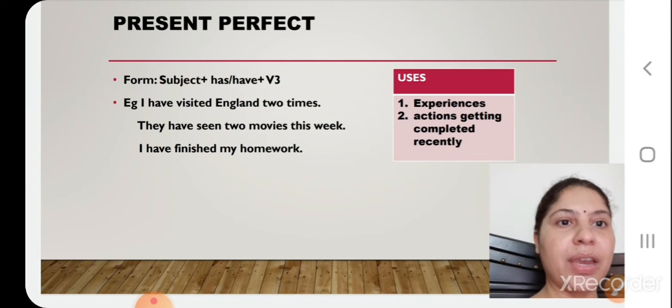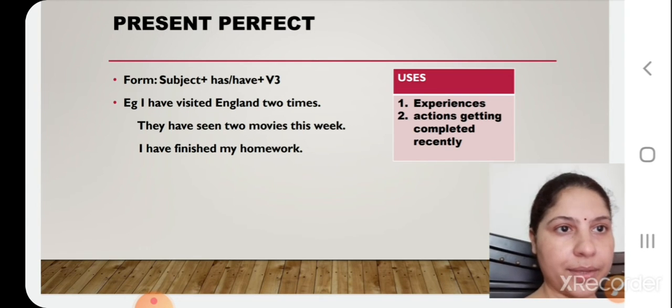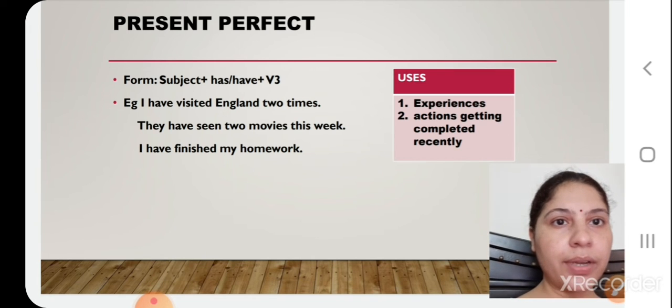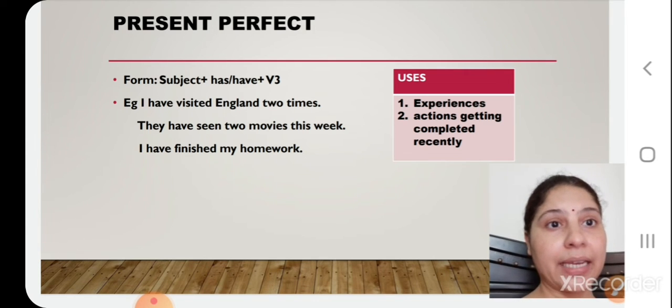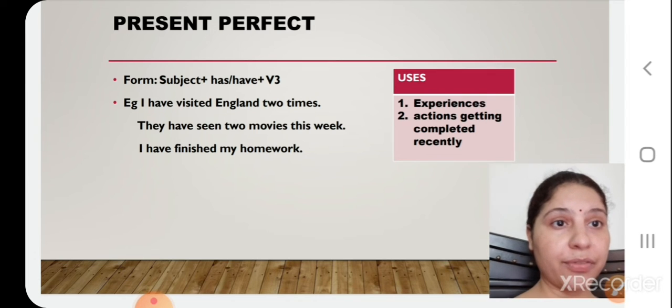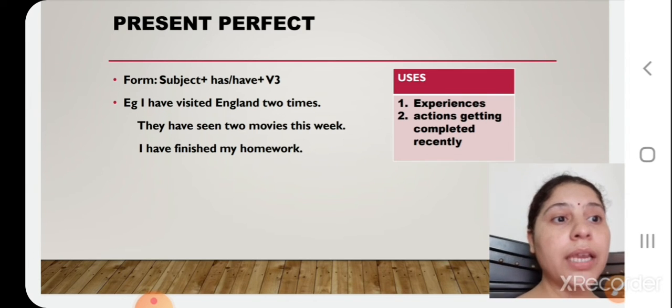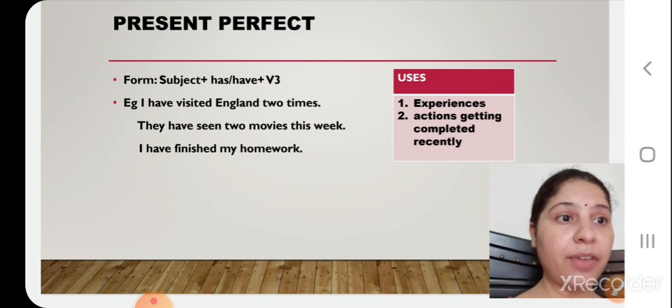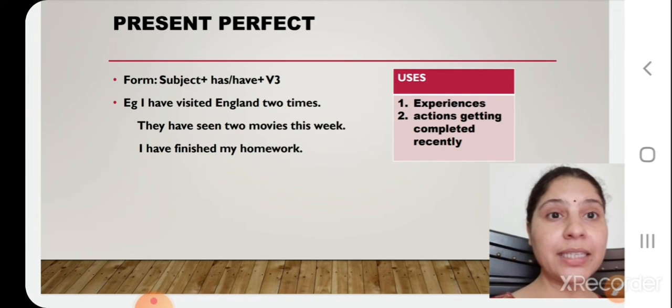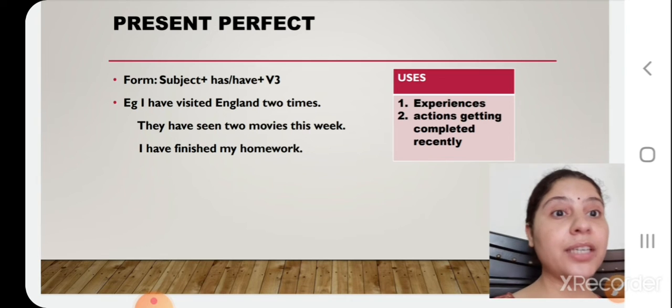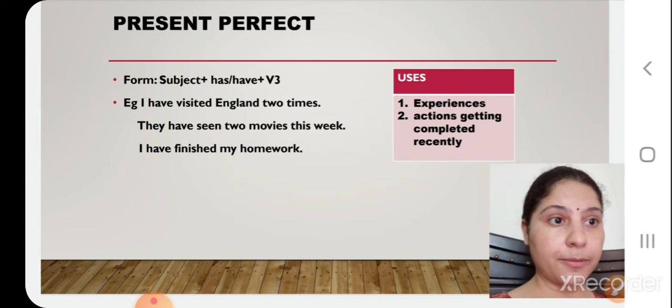I have finished my homework. So here children, you can see in the first 2 sentences, we are talking about experiences. I have visited England 2 times in my life. So it's an experience of my life and my life is not over yet. In the second sentence, you see, they have seen 2 movies this week and the week is not over yet.